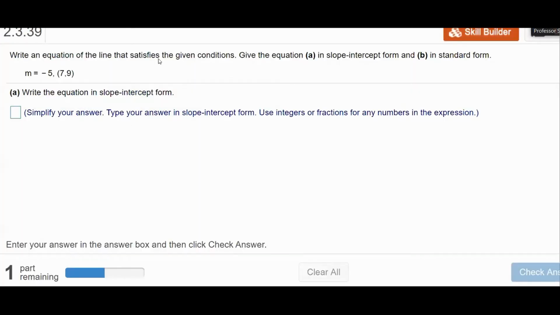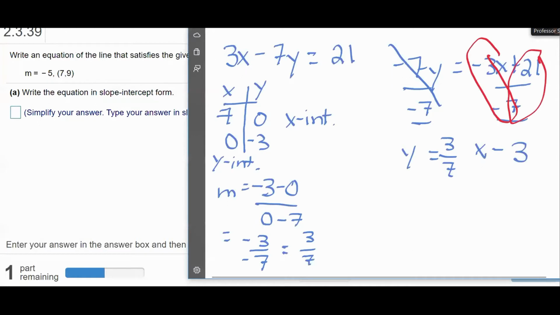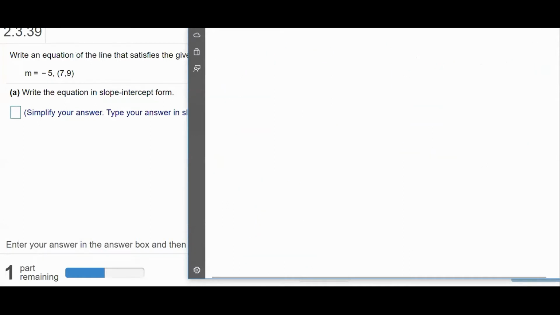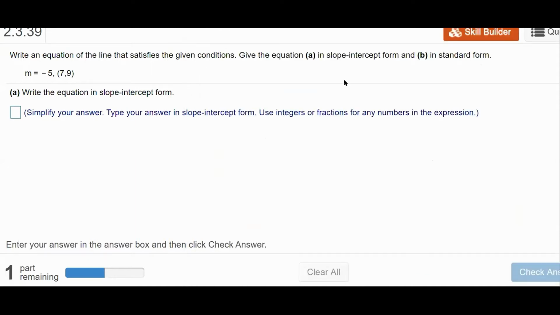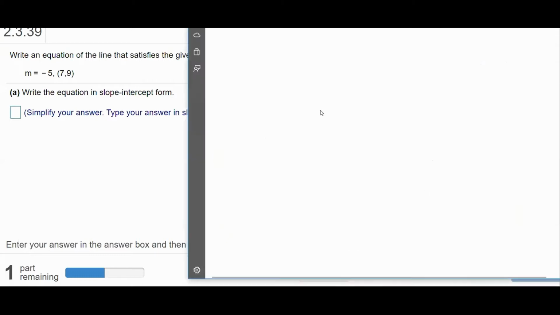Write the equation of a line that has a slope of -5 and goes through the point (7, 9). All right. We're supposed to write our first version of the answer in slope-intercept form, then in standard form. One option is to use point-slope form to start.